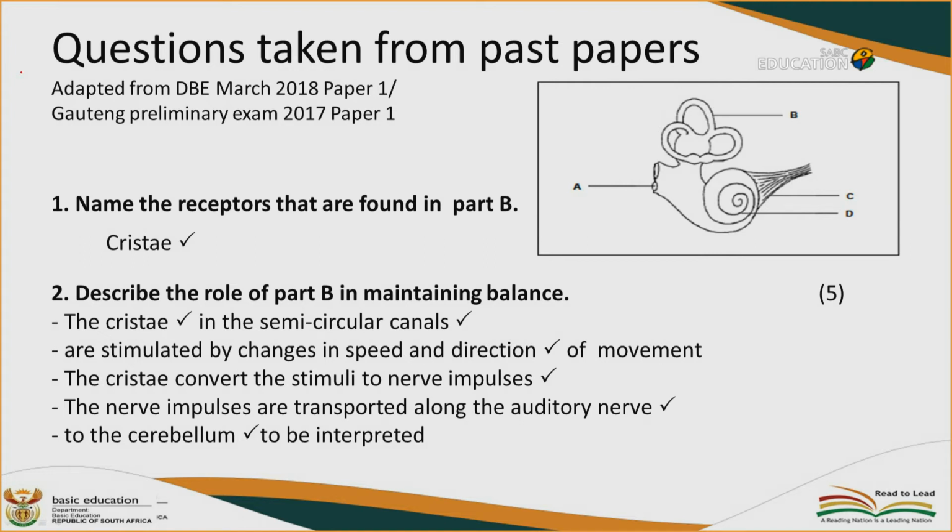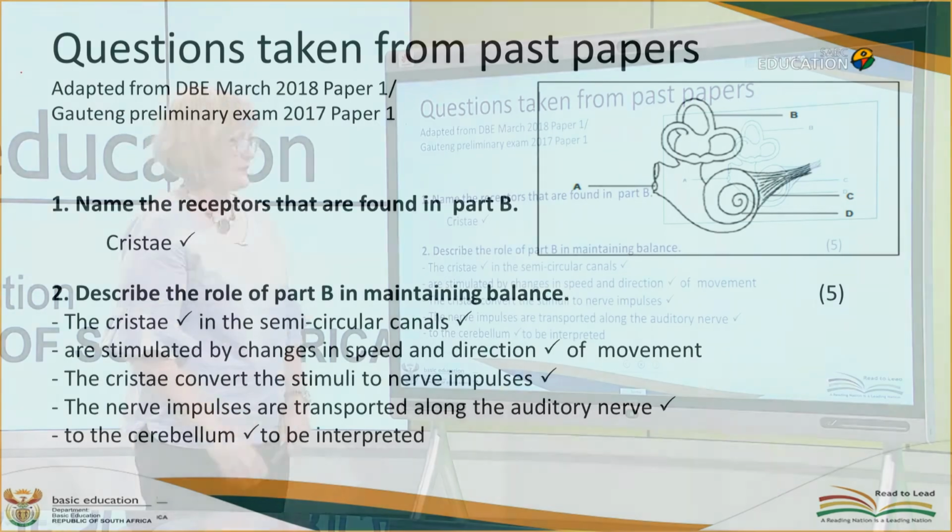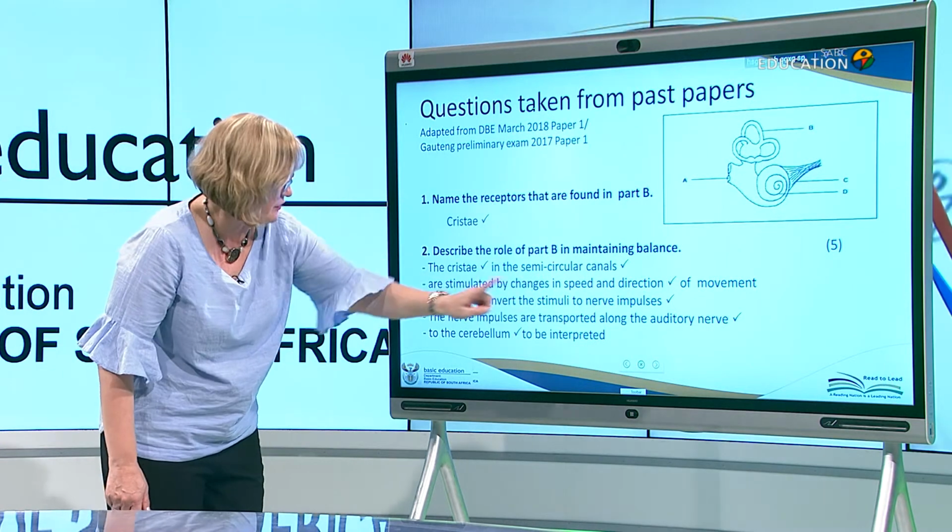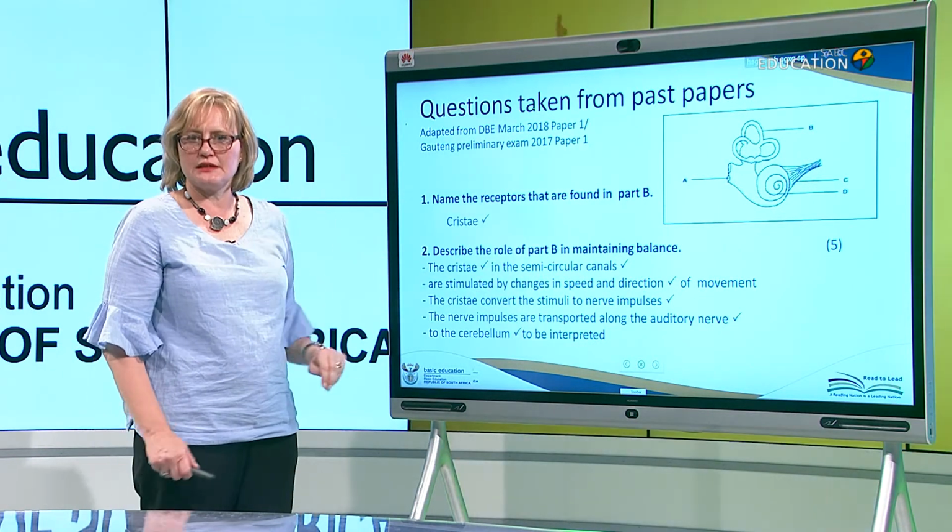The nerve impulses are transported along the auditory nerve. Who knew? That's again, how many times have I said this? One mark for free. To the cerebellum. Not the brain, the cerebellum. Right, that one was 4 marks, and they're given 1, 2, 3, 4, 5, 6. So any 4 of the 6.